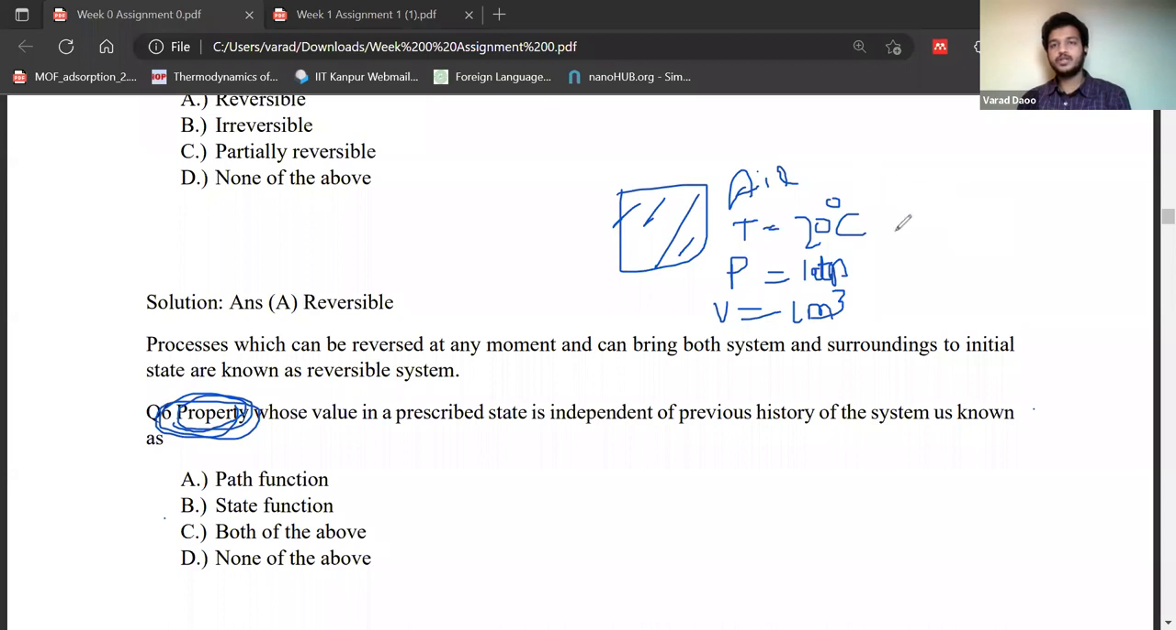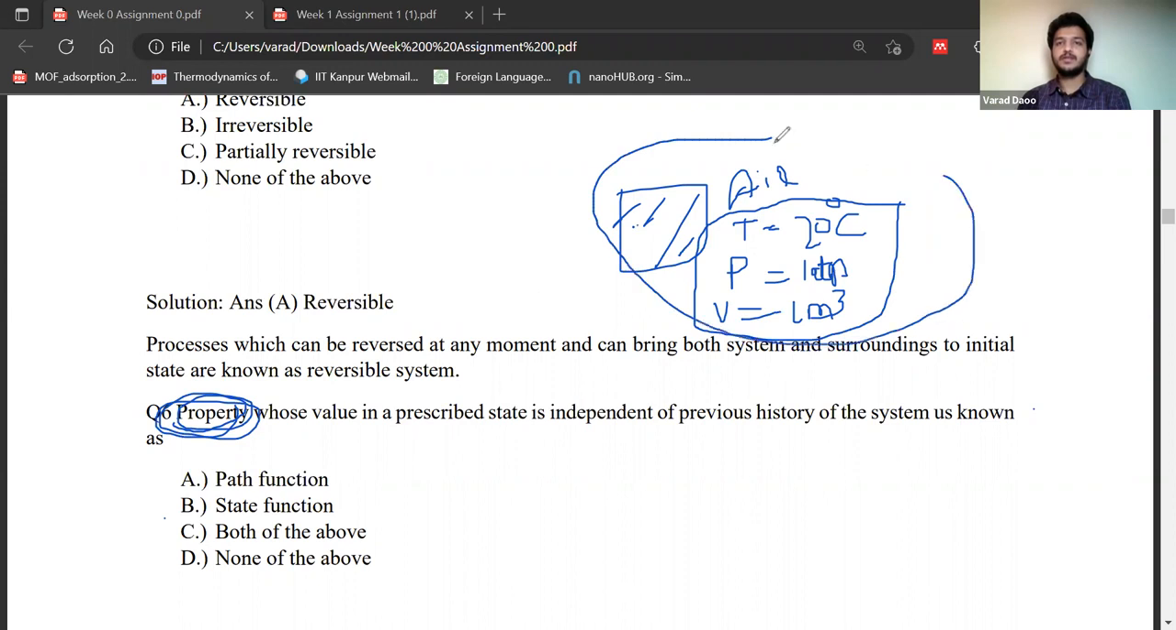So as soon as we say that these three properties are fixed, we define the state of the system. Now we do not care what was the state of the system before this, right? That means this completely described our system. This set of properties completely describes our system. So such quantities are called properties, right?